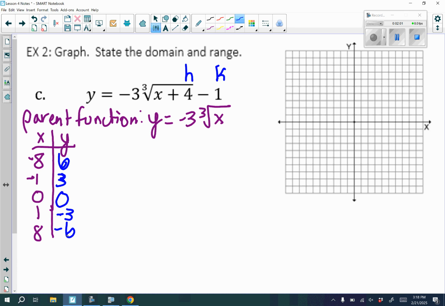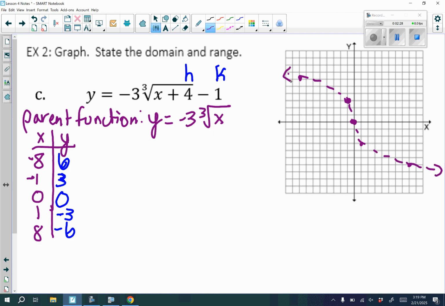Let's go ahead and graph the parent function. We've got -8 and then +6. And then we get -1, up 1, 2, 3, then 0. There we go. 8, -6. There we go. And because this is my parent function, I'm going to make it dashed. There we go.